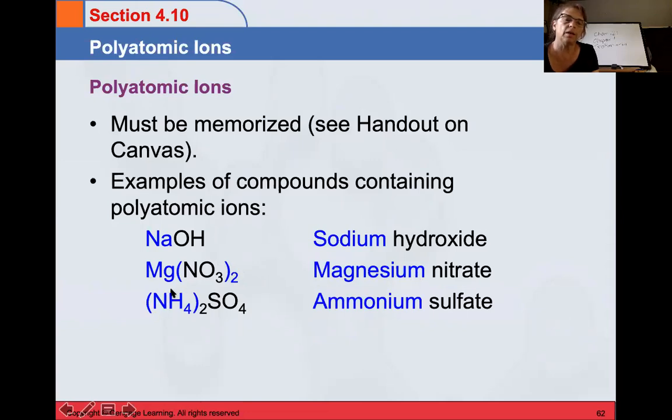This polyatomic ion is called ammonium. The NH4 is called ammonium. It has a +1 charge. So to indicate that there's two ammoniums to balance out this sulfate, you'd have to put the NH4 into parentheses to indicate that there's two of them. But again, the naming is exactly the same. This is just an ammonium. This is called a sulfate. So this compound is called ammonium sulfate. The rules for naming don't change. You just have to learn the names of the ions.